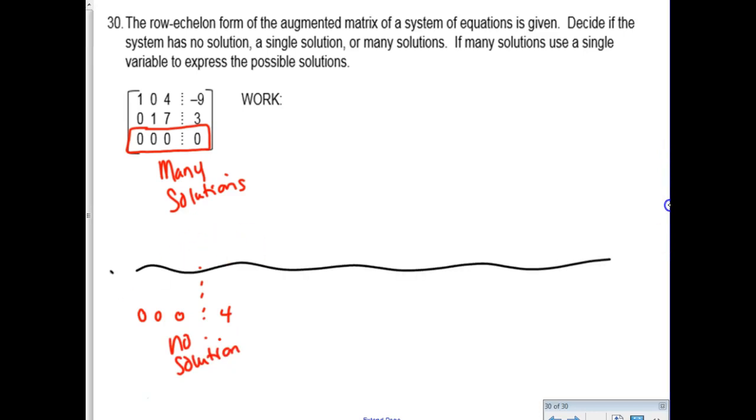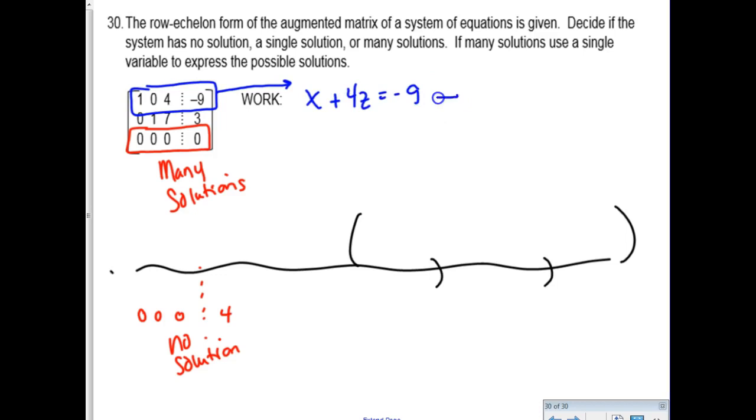Alright, but let's talk about what our solution could be written as. So many solutions. The goal is that you're going to still give me a solution as an ordered triple. The problem is your ordered triple is going to be funky. So what I do is I take my first row and I write out what it represents. So this represents, let's use x, y, and z. 1x plus 4z's equals -9. And you can solve for x by subtracting the 4z over. So you get -4z minus 9. That's what I'm going to use in place of x.